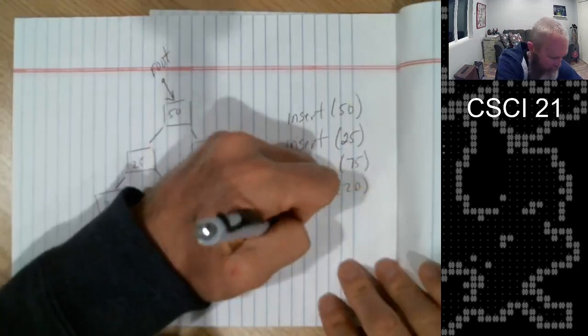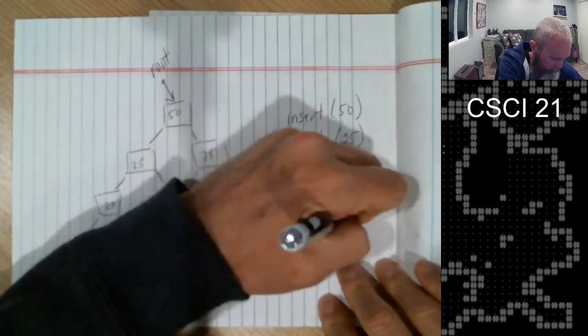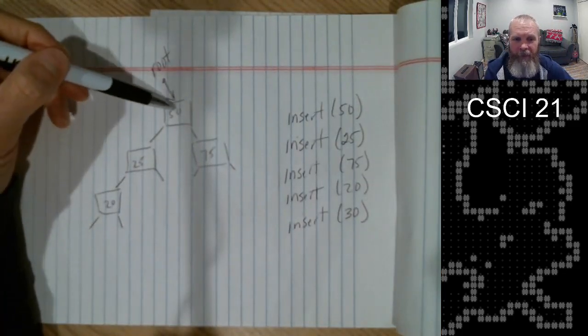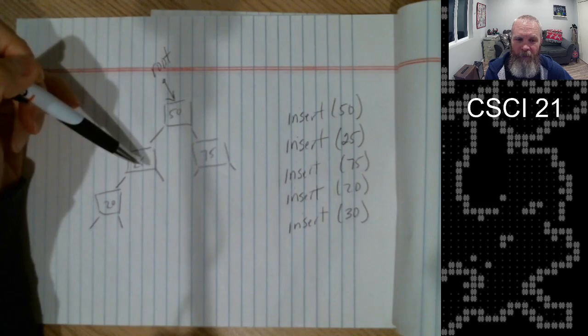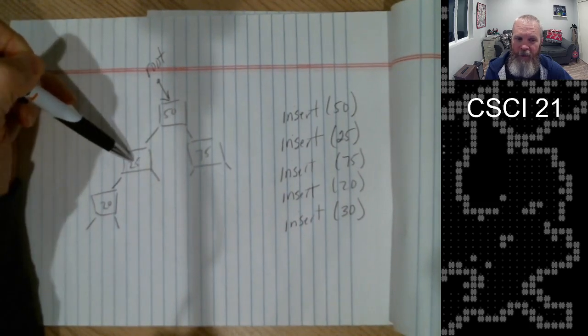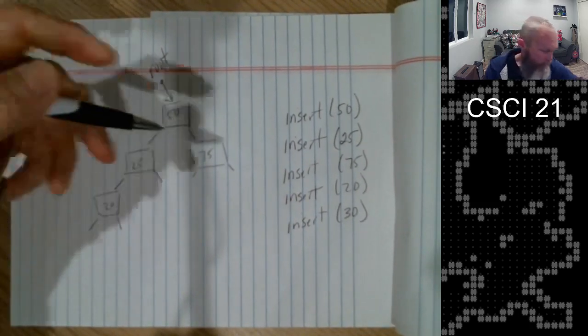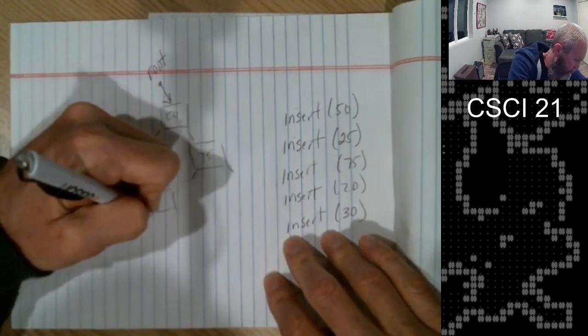So now let's do insert 30. So we start at root. We're less than root. So we go to this next one, where we are greater than this one. So we go to the right, we find a space, we attach the 30 there.